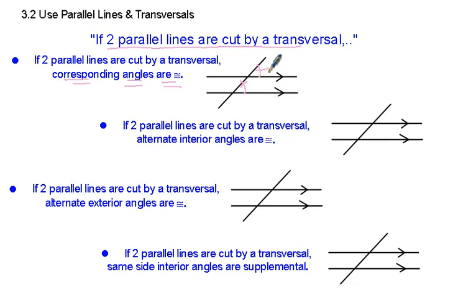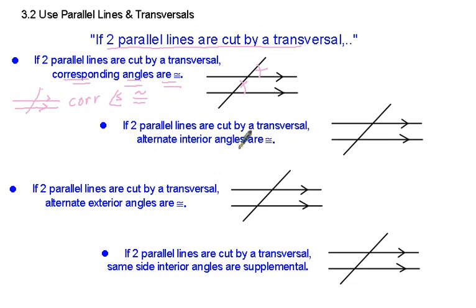Now if you were going to write this in a proof, you would want to be able to shortcut. So your shortcut would be: if two parallel lines are cut by a transversal, corresponding angles are congruent.